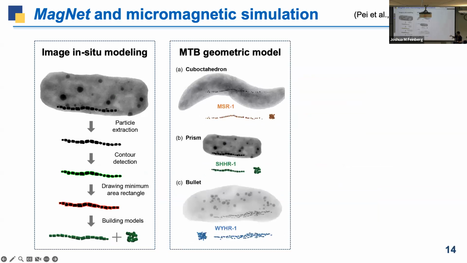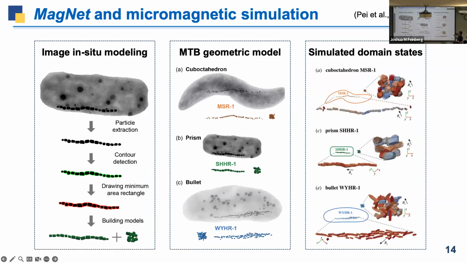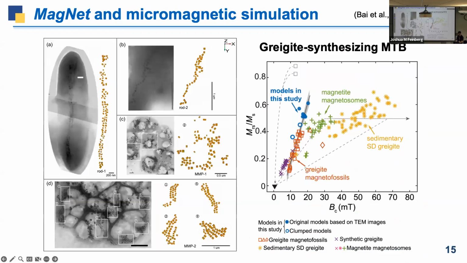We select three different images. They have cubohedron, prism, and bullet shapes, and we can build the in situ models and calculate the domain states and all other rock magnetic properties. And then here is another example. I think Sarah mentioned it yesterday. It's for greigite synthesized by MTB. We also build the image in situ models, and we can calculate the hysteresis properties. And we found that the hysteresis properties are different from those of other origins of greigite.